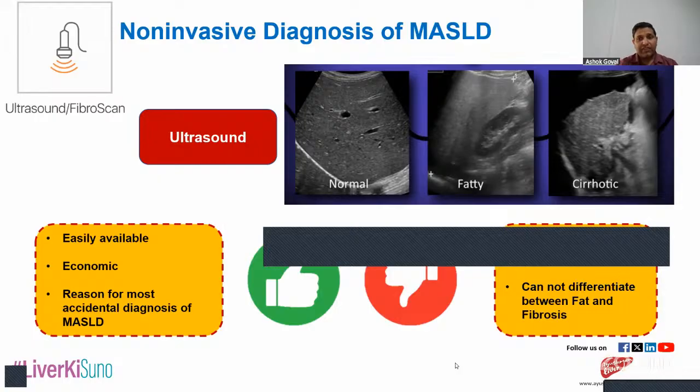So, if we get a rough idea that the patient has a high content of fat, then we need to check with the FibroScan whether fat content or fibrosis is there or not. Because through ultrasound, we cannot differentiate between fat and fibrosis.